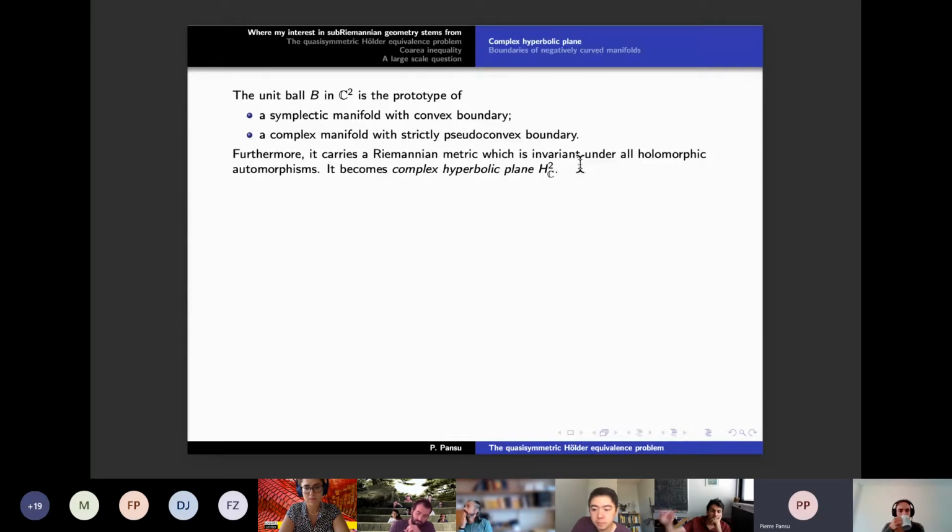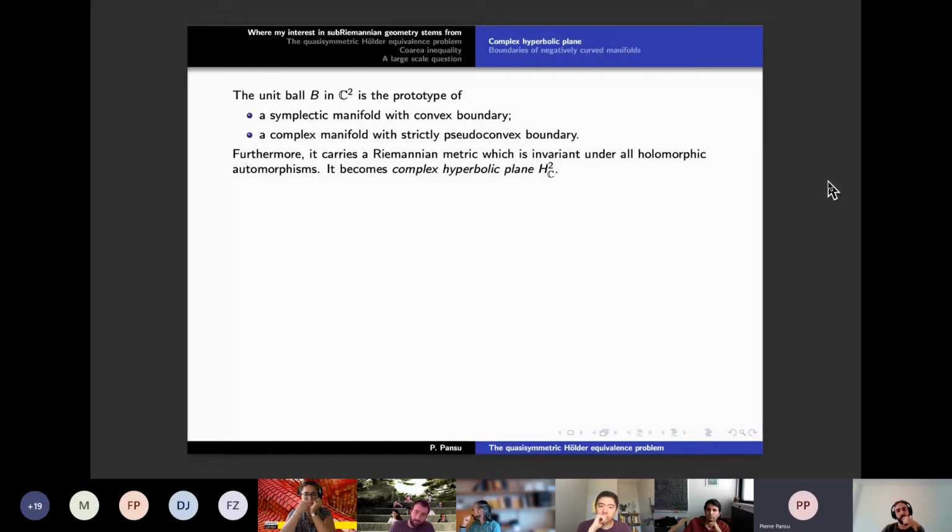So you have this complex hyperbolic metric that blows up near the boundary in order to be complete. So the boundary is at infinite distance from any point of the ball. And this is also negatively curved. This is called the complex hyperbolic metric on the ball, and we call this space the complex hyperbolic plane, which is really suggestive and gives you the right intuition. It's like doing hyperbolic plane geometry, but over complex numbers.